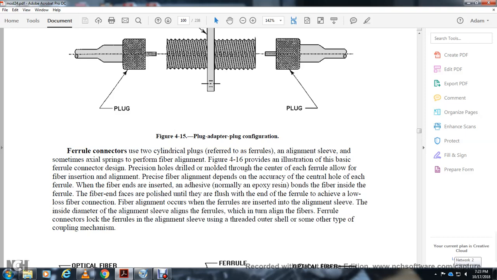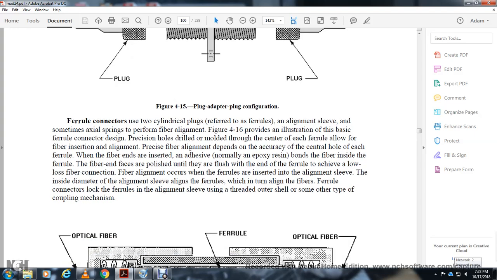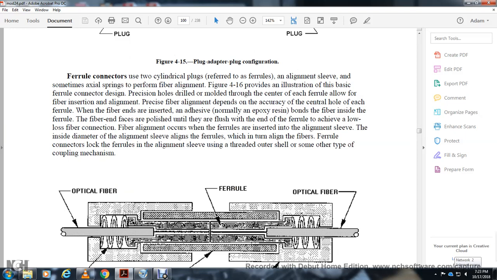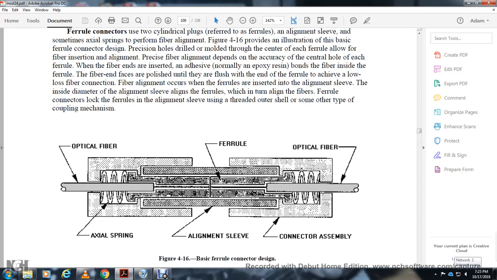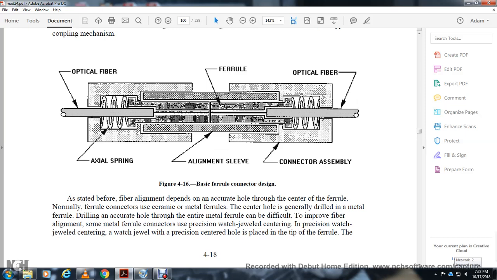To achieve a low loss fiber connection, fiber alignment occurs with the ferrule inserted into the alignment sleeve. The inside diameter of the alignment sleeve lines up the ferrules, which in turn aligns the fibers. Ferrule connectors use a threaded outer shell or some other type of coupling mechanism. The assembly consists of the optical fiber, the ferrule, the axial spring, the alignment sleeve and the connector shell.